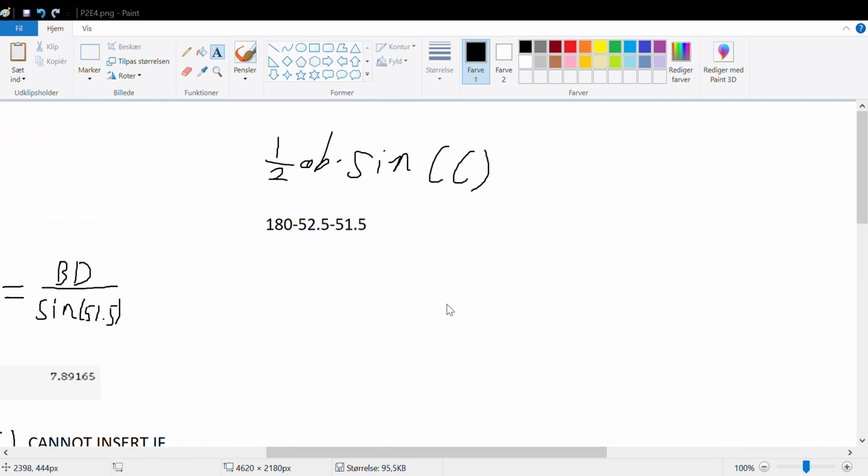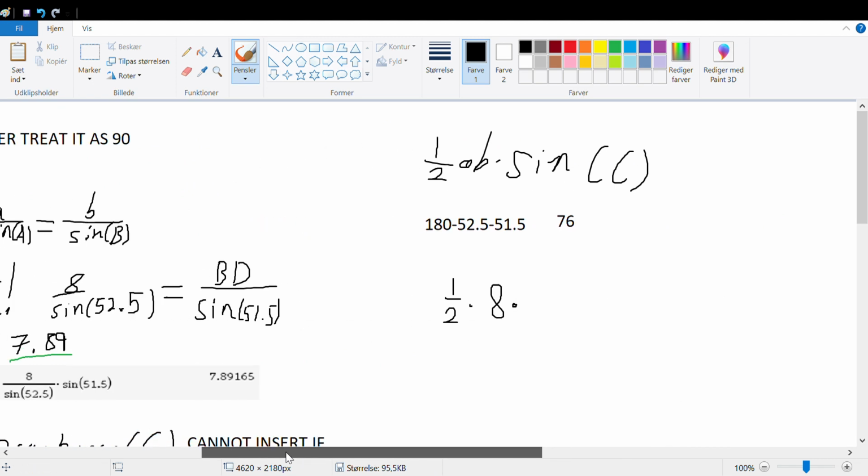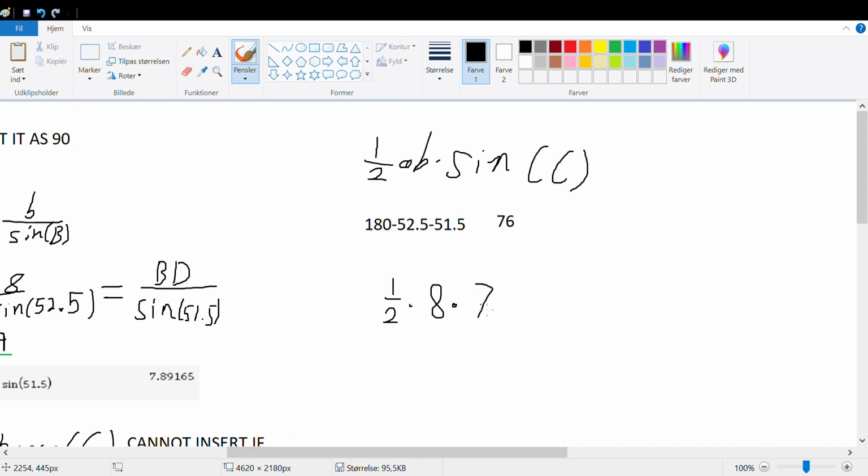And we're going to do that on the GDC very quickly because I don't want to calculate it in my head, and neither should you, frankly. I get this to be 76. Now all I need to do is say 1/2 times the 8 multiplied by, and then I pick my length, which was 7.89, and then multiplied by sine of 76. And that will give me the area.